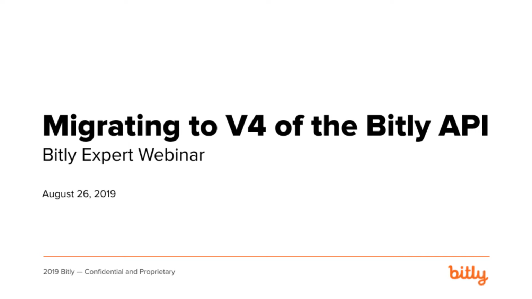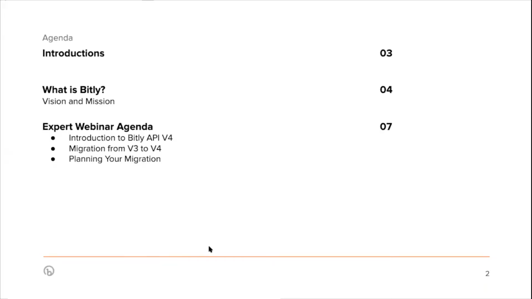Today, we're going to be talking about the process of migrating to our most recent version, V4, of the Bitly API. Today is August 26th, 2019, and we have some great guest experts with us today that we're going to learn a lot from. So first, we're going to do quick introductions. We'll talk a little bit about what Bitly is, our vision and mission, and then we're going to turn the conversation over to our expert for today to talk about the Bitly API. We're going to introduce what V4 is, talk about migration, and talk about how to plan for that migration and when it should be finished by.